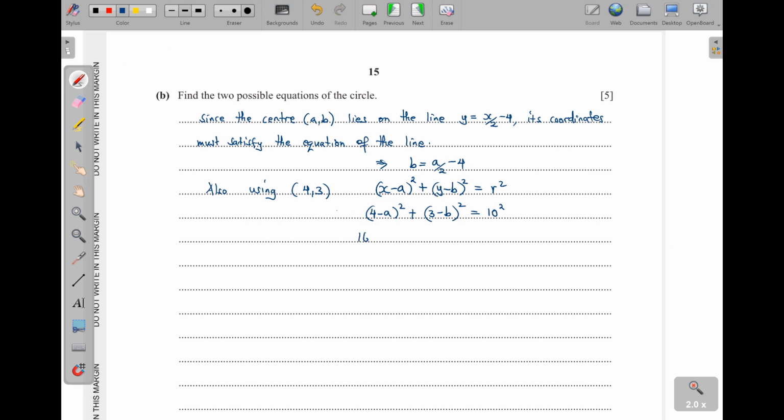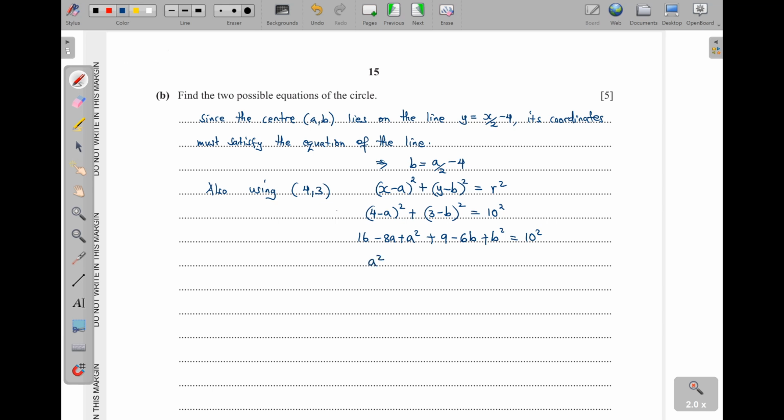Now let's open the brackets here. 4 squared is 16. Then 2 times 4 times a will be negative 8a here, and a squared, of course, will be that. Then 3 squared is 9. Then minus 2 times 3 times b will be negative 6b, and then b squared, which is equal to 10 squared. Now we can simplify this one here.